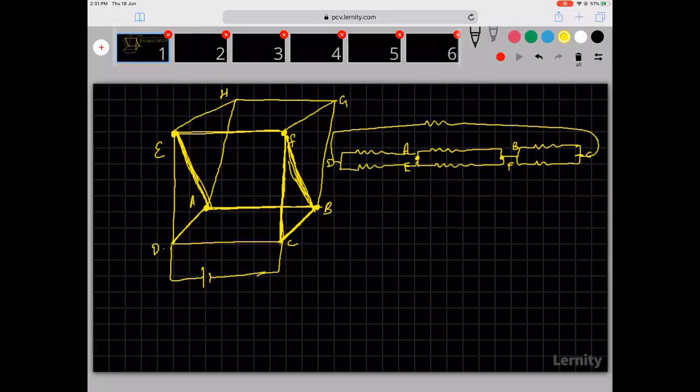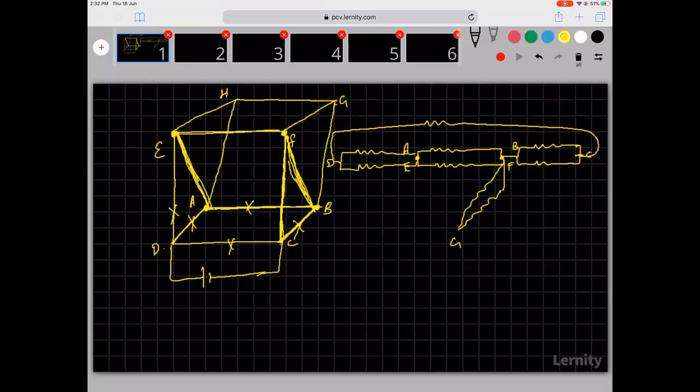Now let me see. So totally I have drawn 1, 2, 3, 4, 5, 6, 7. A and B I have drawn, this I have drawn. Yeah, so next, from F there is a resistor going to G. Then from B also there is a resistor going to G.